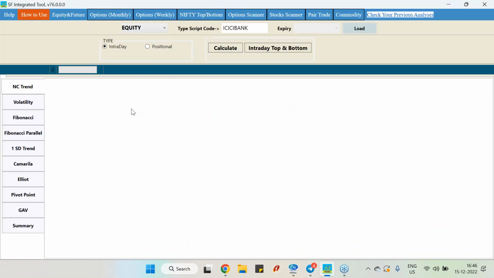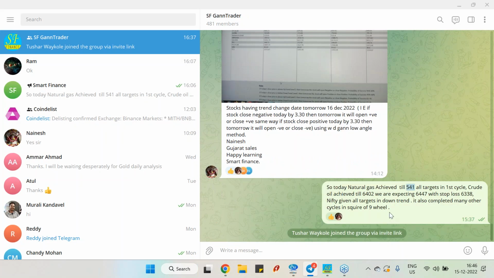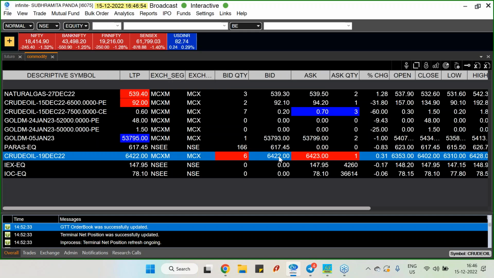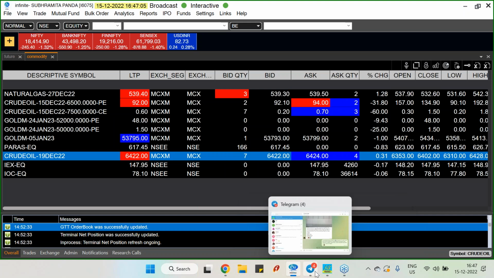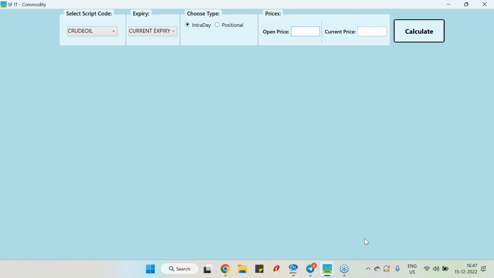This is the software. Based on this, I have given the commodity levels today. Today, using this particular commodity tool, I have given it in the group, and it has successfully worked. So we are expecting crude oil to be 6,447, as I am recording this video on 15th of December at 4:46, and you can see that it is 6,424. So these levels you can calculate if you learn these methods. If you do not have the skill to learn and do some mathematics and the calculation, then you have to depend upon these softwares.